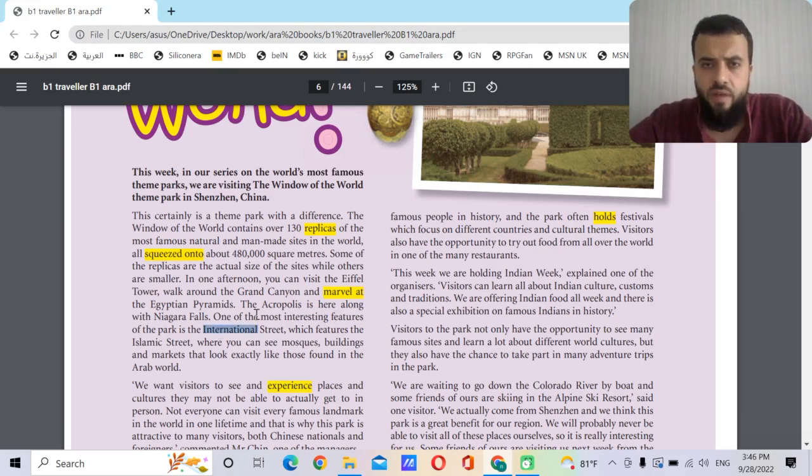International, opposite of national, of course. International is a synonym for global, universal, and around the world. International. Which features the Islamic street. Islamic, the adjective of Islam, where you can see mosques, buildings, and markets that look exactly like those found in the Arab world. Mosques, it is the place where Muslims worship Allah and they pray to Allah in the mosques.